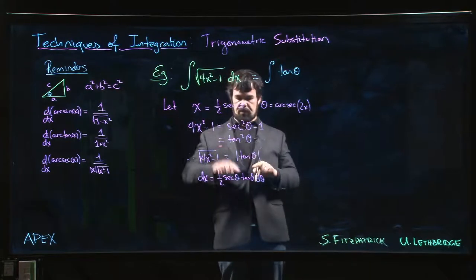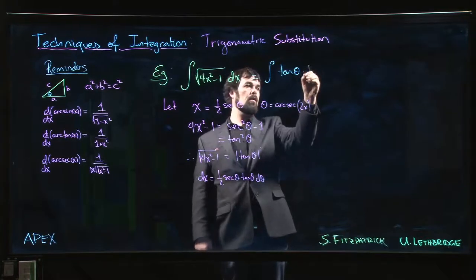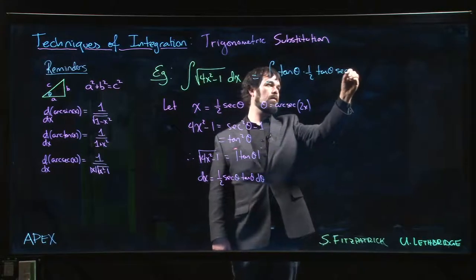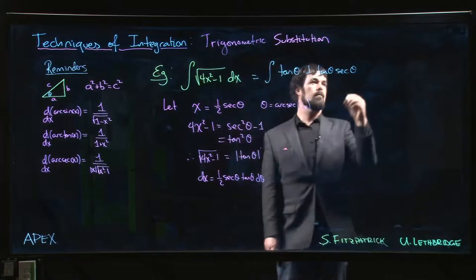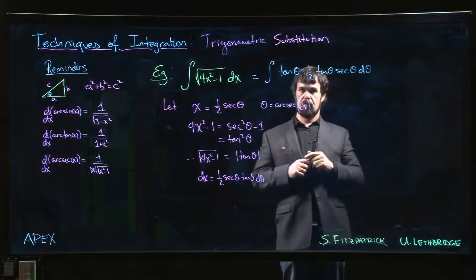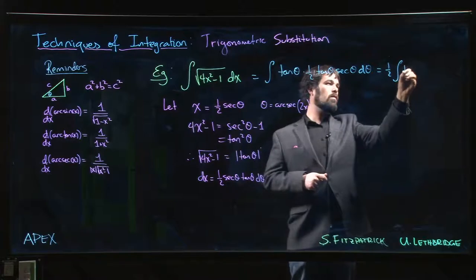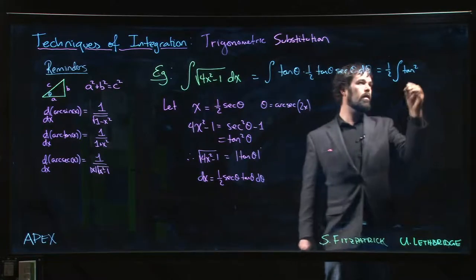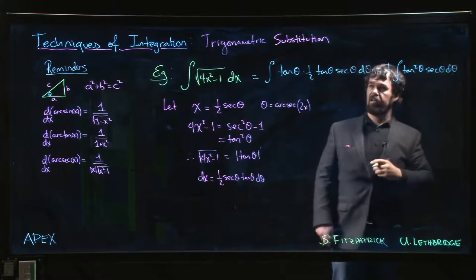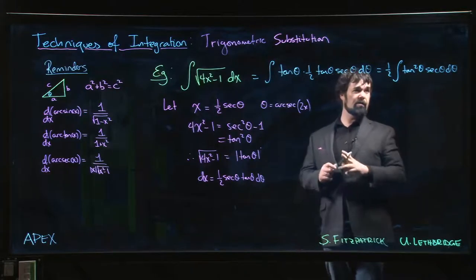So the square root becomes tan theta. dx becomes 1 half tan theta secant theta d theta. Okay. So what does that give us? That gives us 1 half integral of tan squared theta secant theta d theta. And guess what? Even power of tan, odd power of secant, that's one of the ones that's maybe not our friend.